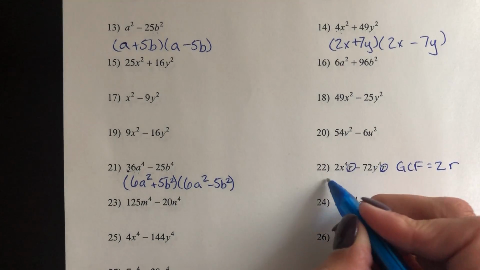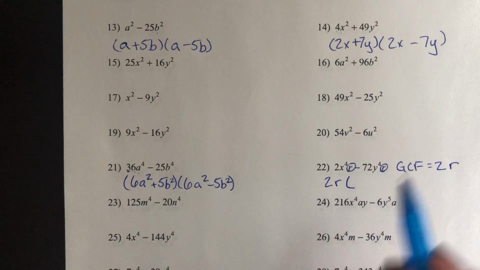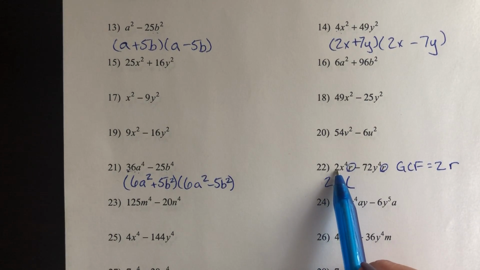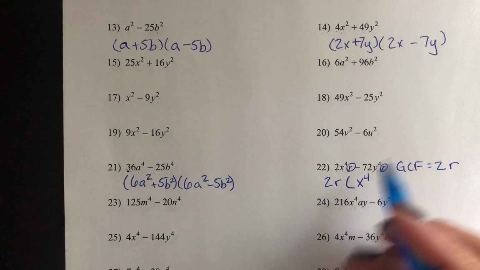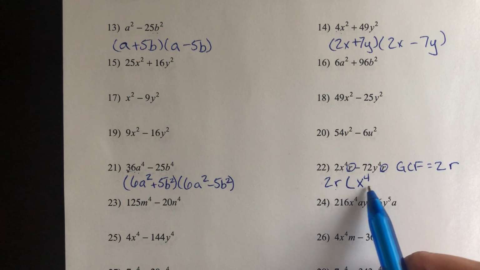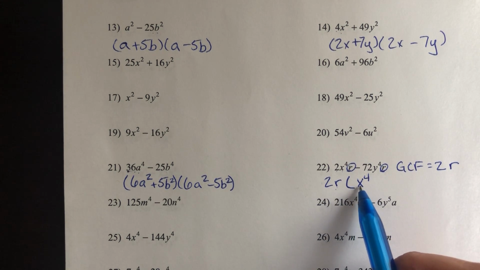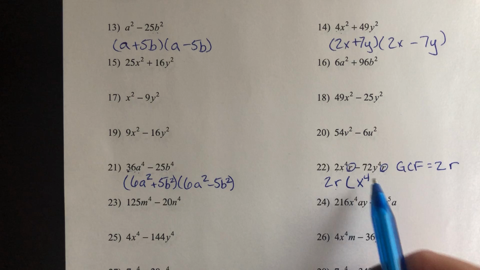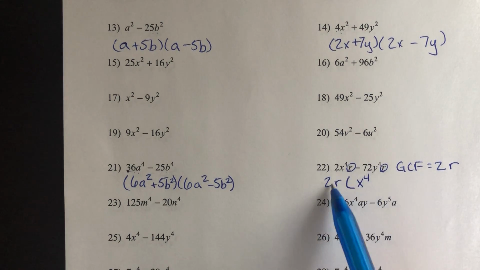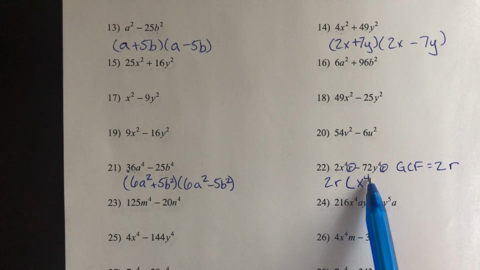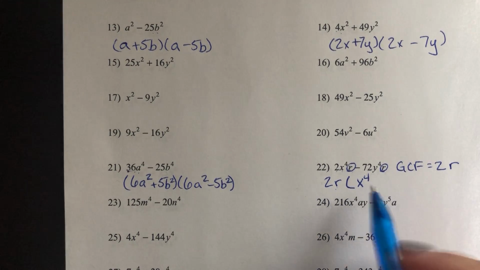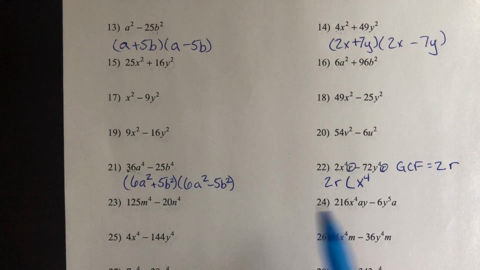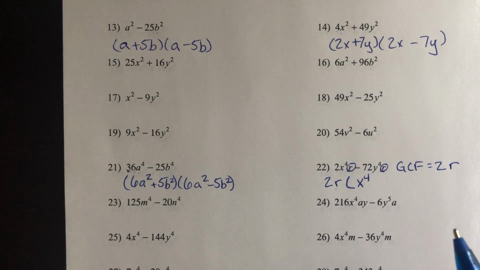So I'm going to start there. I'm going to take out a 2r. 2 divided by 2 is just 1, so that drops off. And then I have x to the 4th. And then we took that r out. So what's left over is x to the 4th. And the way to check this is to multiply it. So 2r times x to the 4th is 2x to the 4th r. So it's like the opposite of multiplication there. So you check it with multiplication.